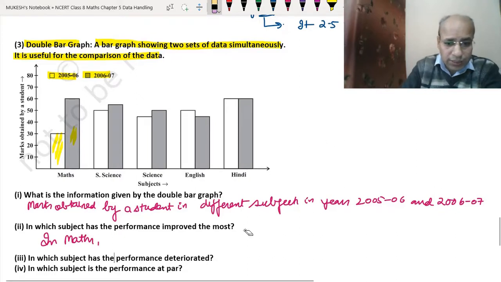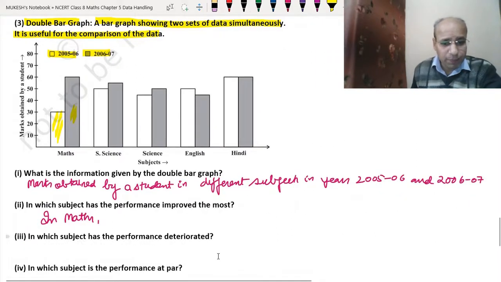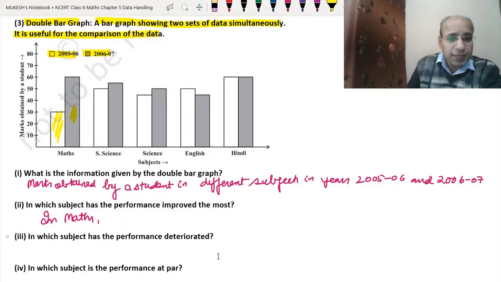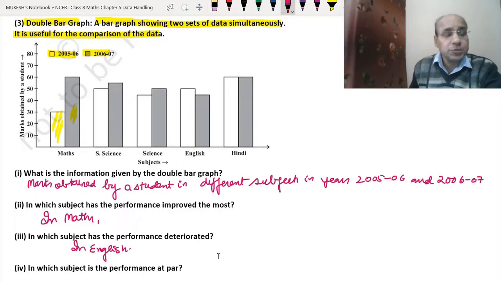Now the next question is, in which subject has the performance deteriorated? What we can see is that in social science the performance has gone up because the height of the bar in 2006-7 is more. Same with science, the height of the bar is more than the previous year. But in English the height of the bar is less than the previous year. So that means in English his performance has deteriorated. So we write that in English he has deteriorated his performance.